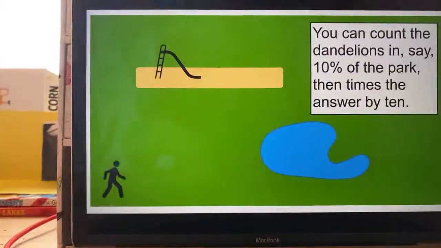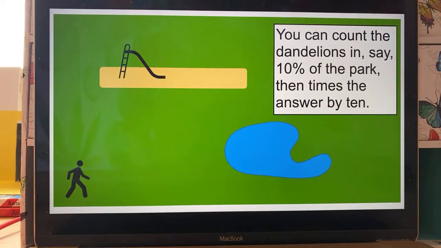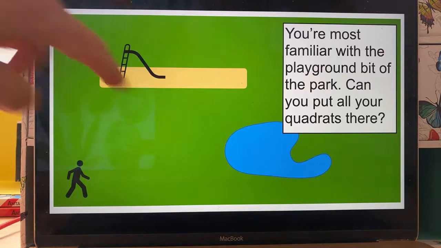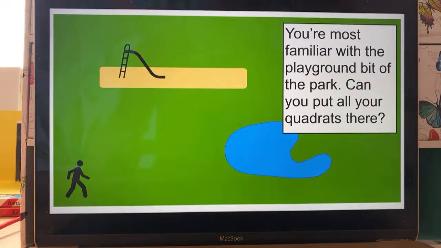So here's a very quick quiz for you. It's not a quiz. You can count the dandelions in, say, 10% of the park, times the answer by 10, all right? So you're most familiar with the playground bit of the park. So could you go over to the playground where the slide is and stuff and put all your quadrats down there? Could you do that? Would that be a good thing to do?